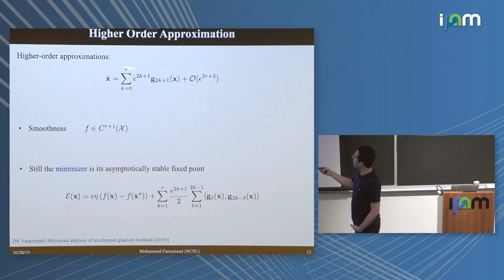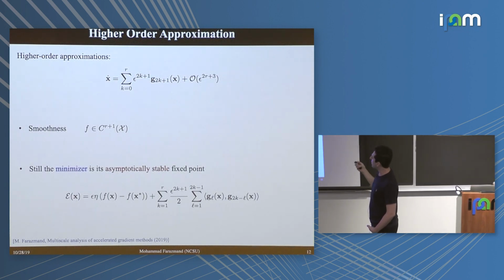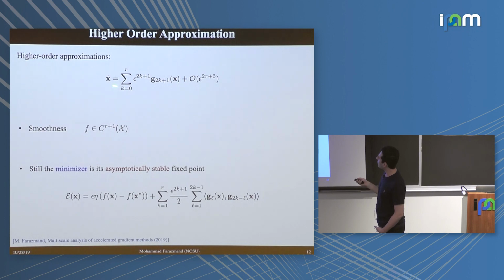You can do this game for higher order approximations. It just gets more and more complicated to prove things. But first of all, notice that there is a limit to how far you can go into the approximation. Your function has to be r plus 1 times continuously differentiable in order for you to go to r order of approximation.